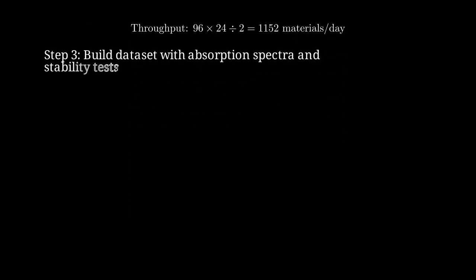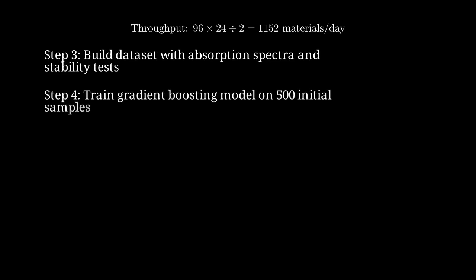For step 3, we build a dataset where each entry includes the synthesis parameters, the full absorption spectrum, the extracted band gap, and stability metrics like time to degradation. For step 4, we start with 500 initial samples from Latin hypercube sampling and train a gradient-boosting regression model to predict band gap from composition and processing parameters. Our initial model achieves a root mean squared error of 0.15 electron volts on cross-validation. This is pretty good considering band gaps range from 1 to 3 electron volts in our space.